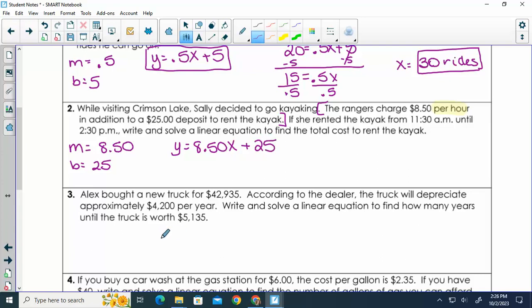Equals 8.50x plus 25. Alright, now it tells me if she rented the kayak from 11:30 a.m. until 2:30 p.m. We need to figure out the total cost. We paid $8.50 per hour, so we need to know how many hours. From 11:30 to 2:30 is 3 hours. That is the x. So my y is what we have to find here.